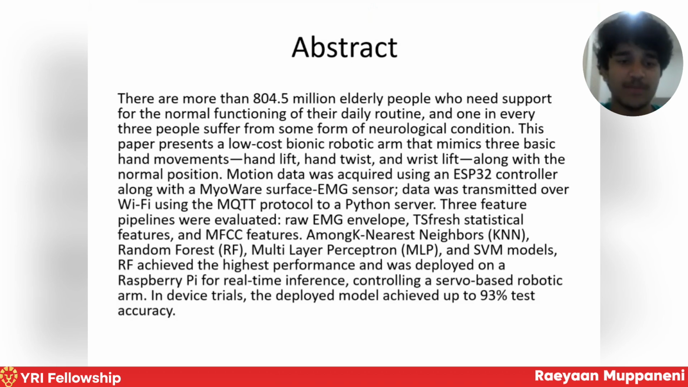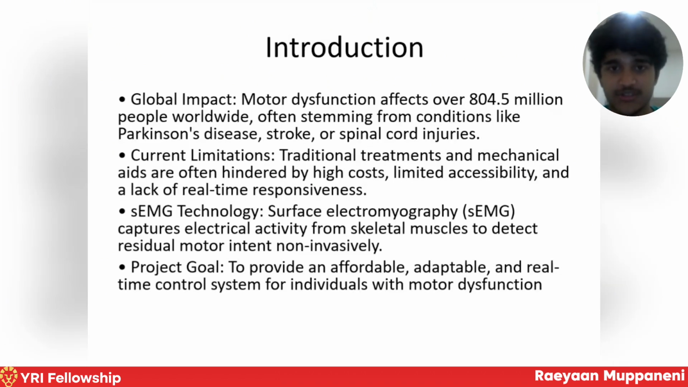I evaluated 3 pipelines: raw EMG envelope, TS-Fresh statistical features, and MFCC features. Among KNN, random forest, MLP, and SVM models, random forest achieved the highest performance and was deployed on a Raspberry Pi for real-time inference and controlling the servo-based robotic arm. In device trials, the deployed model achieved up to 93% test accuracy.